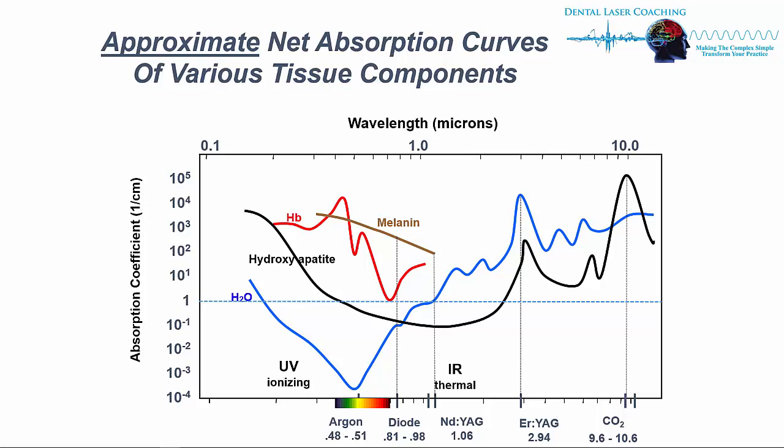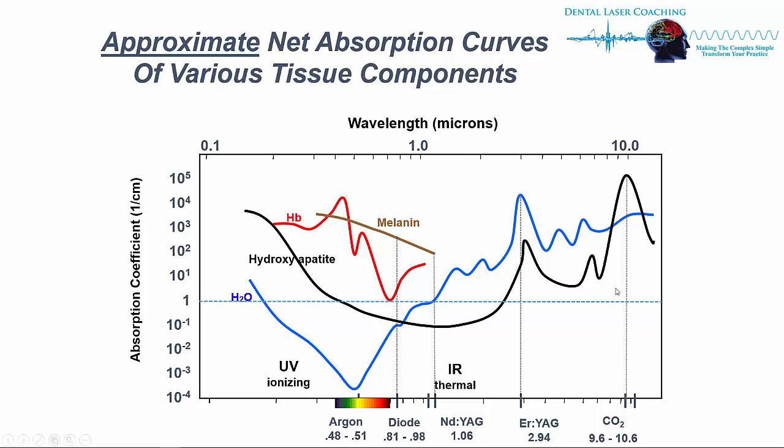Then we have CO2 lasers. Notice the inverse happened here. It is at the max absorption of hydroxyapatite. Even though it's not max with water, it's still highly absorbent in water. So this laser will work in soft and hard tissue because there's a lot of water in soft tissues.